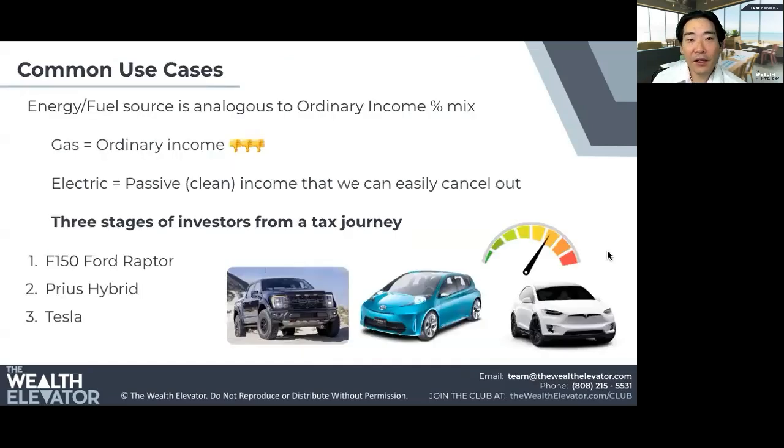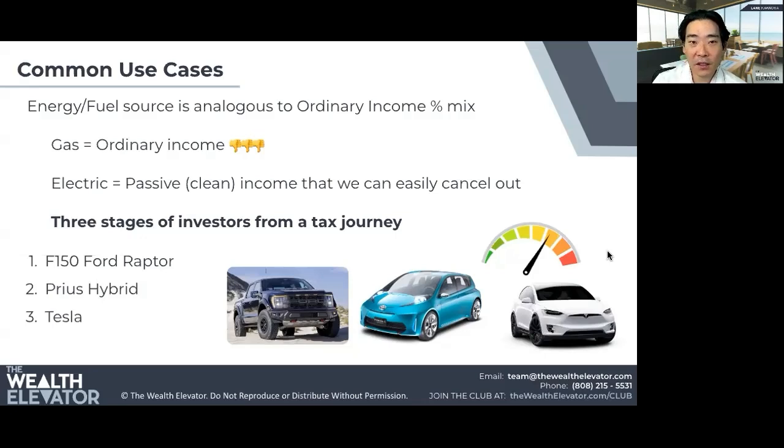So again, high level here, I talked a little bit about the three vehicles, but the analogy I like to use just to sum this all up is your ordinary income to passive income mix. Gas guzzling cars are bad because they're typically synonymous with ordinary income, where the electric is passive or clean income that we can easily cancel out with depreciation, or to introduce another place we get passive losses from, Section 179 losses, which are equipment losses.